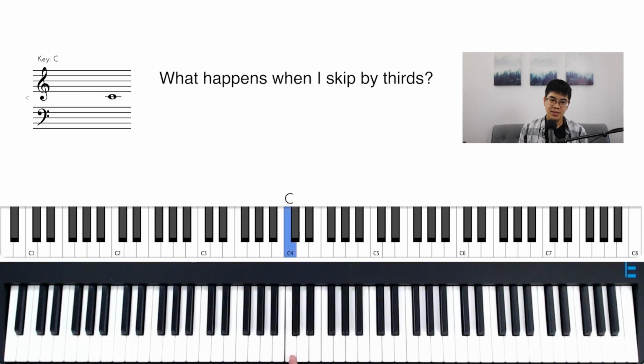Now, starting on C, you can ask the question also, what happens when you skip by thirds? So now you're going to skip by thirds. From C, E would be a third, and then G would be a third. So when you skip by thirds, you get a chord. So that's pretty cool. By asking yourself these questions, you arrive at some concepts. And it also helps you package things in a nice way as well.